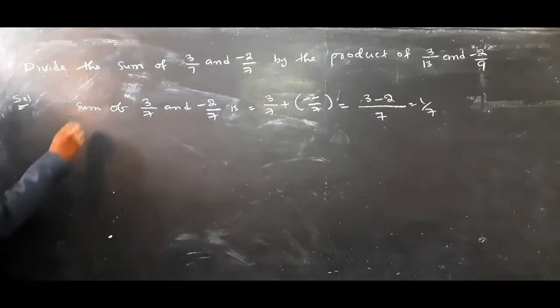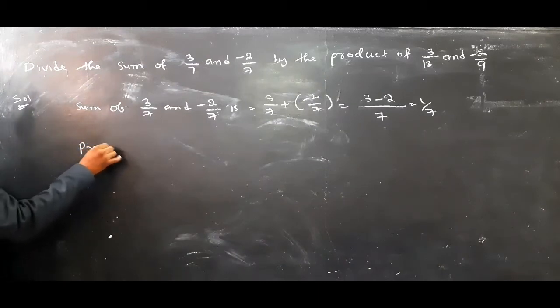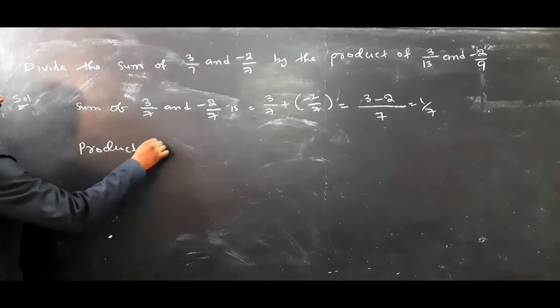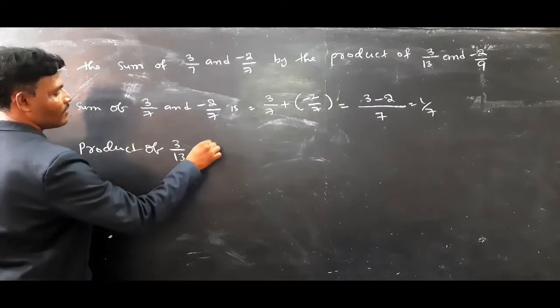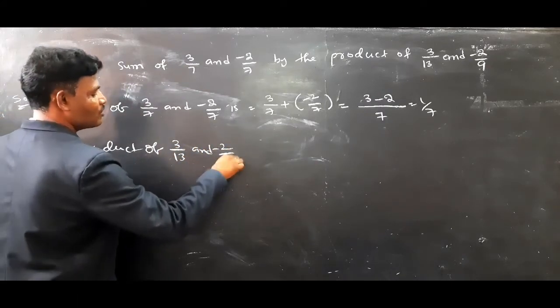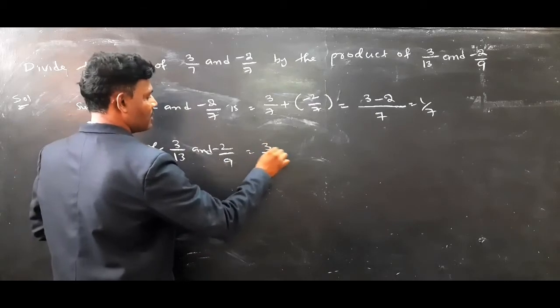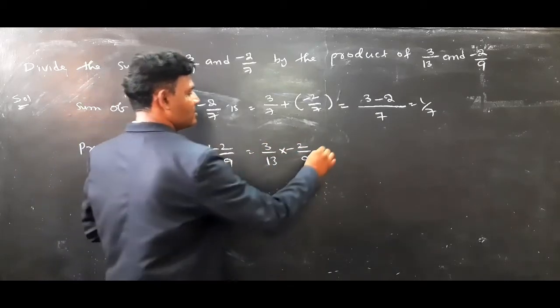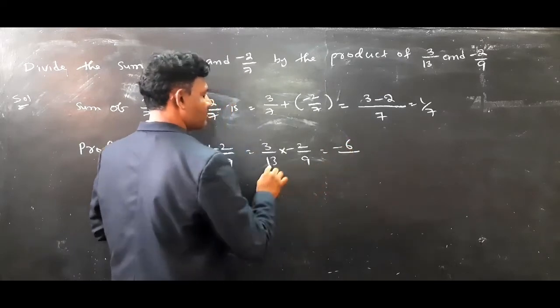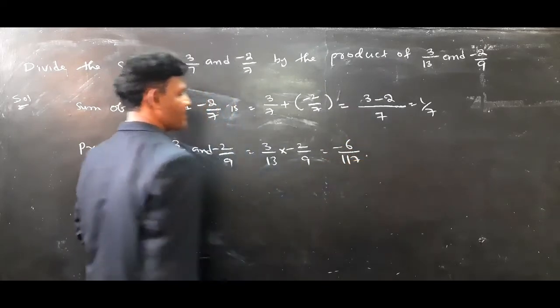Next I need the product of 3/13 and −2/9, which is 3/13 into −2/9. It is −6/117.